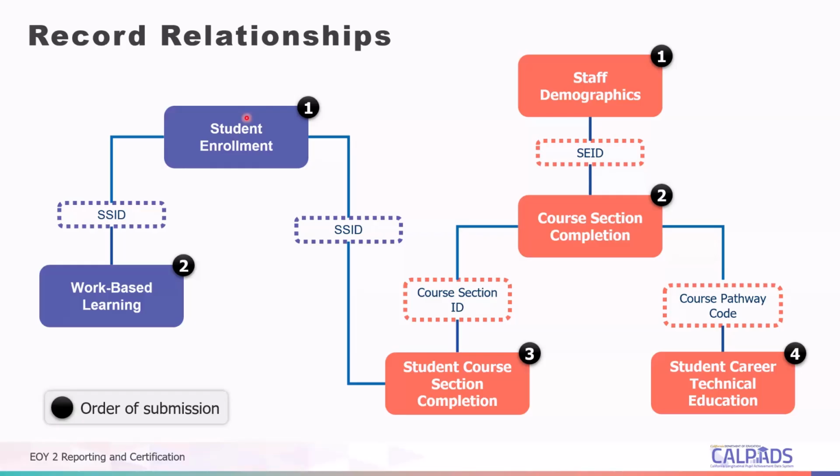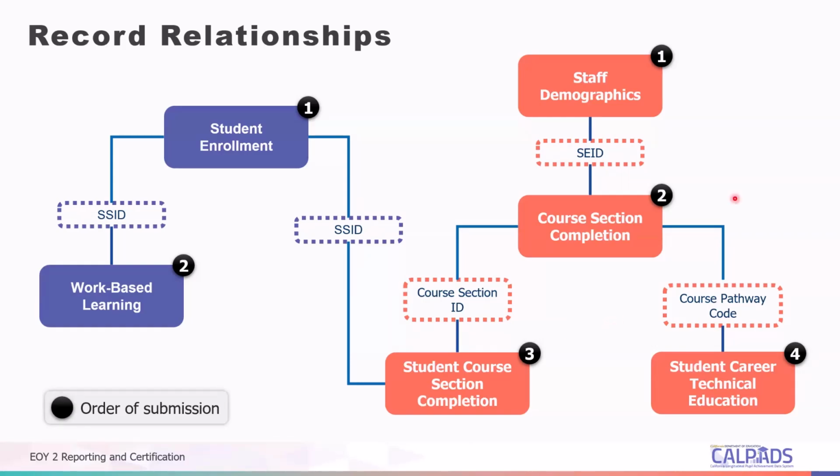The SCNR will give you ownership to report the student course completion and, if applicable, student career technical education and work-based learning data. The SDM will include the SEID that is also assigned to course completion to identify the teacher for the course. The course, on the other hand, will have the course section ID that connects it to the SCSC record, while it also has the state course code that will link it to a capstone course that is associated to a CTE pathway that is linked to the student career technical education.